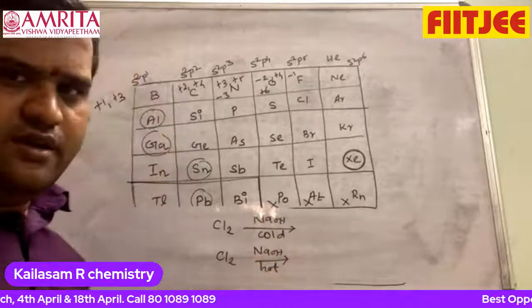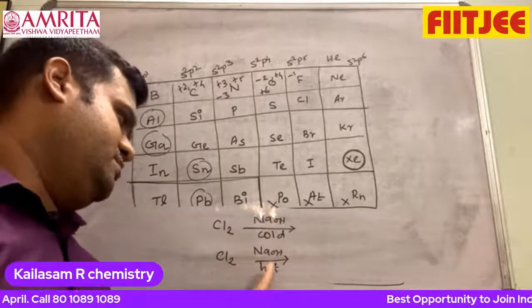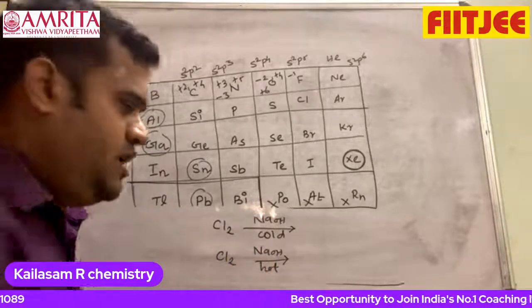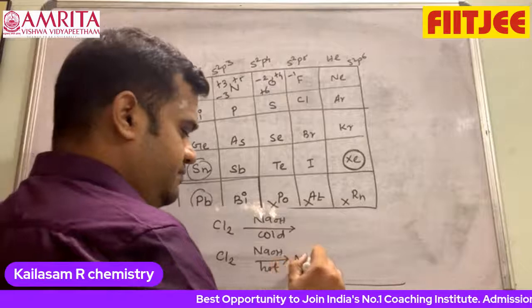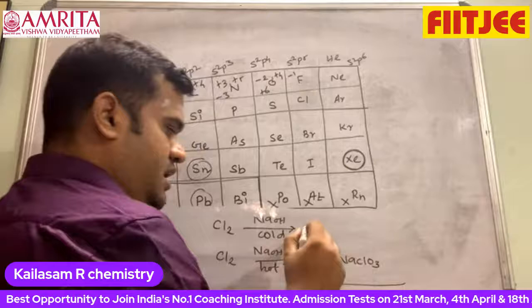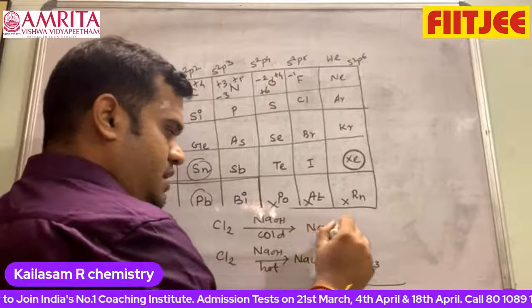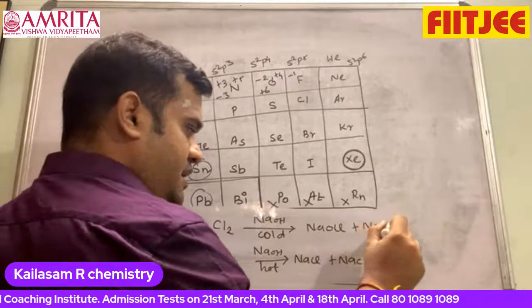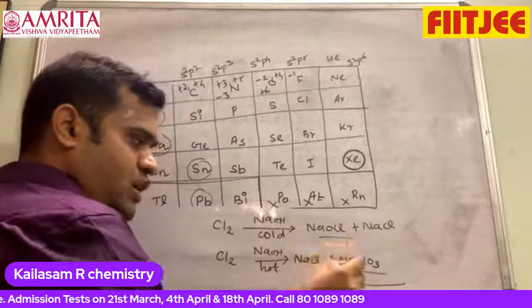Hot and concentrated. Look at this. Now Cl2 in the presence of NaOH under hot conditions, you are going to get NaCl plus NaClO3. Here, NaOCl plus NaCl. Please observe that you are getting two different oxo acids.